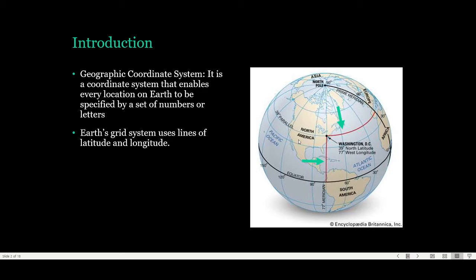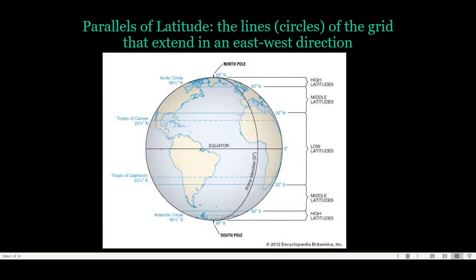So for parallels of latitude, these are the lines, circles of the grid that extend in an east to west direction. Basically, they are measured in degrees. As you can see here, 30 degrees, 60 degrees, 90 degrees, but also they are designated the distance of either being north or south of the equator.